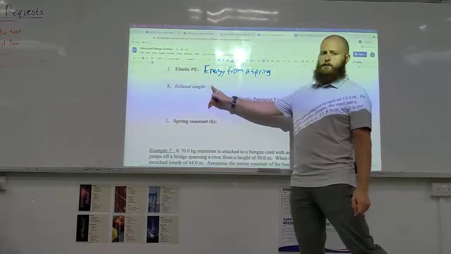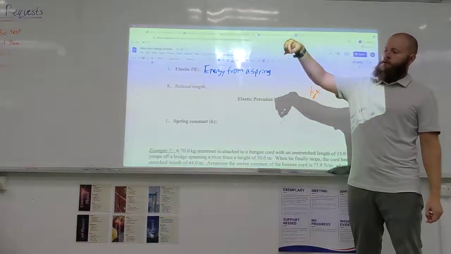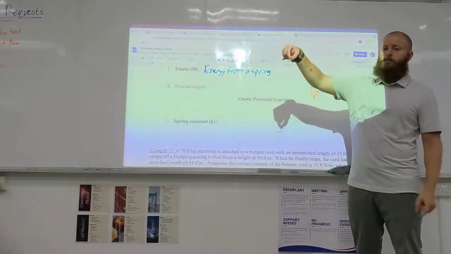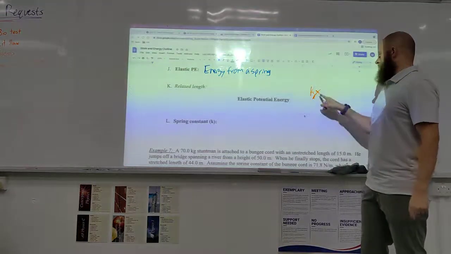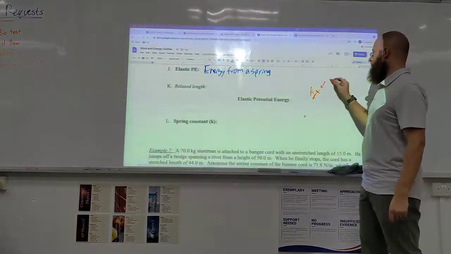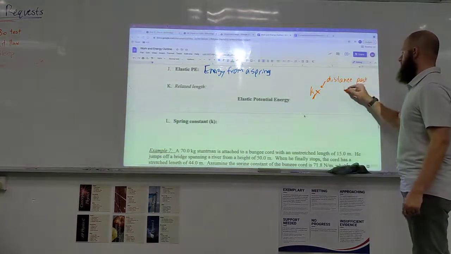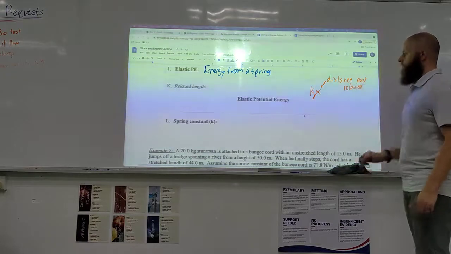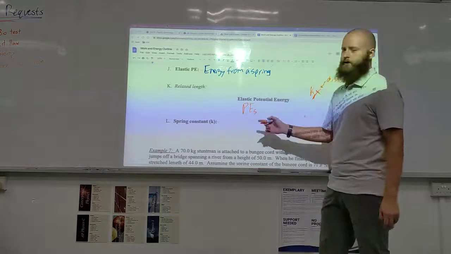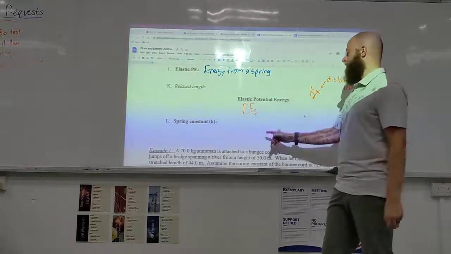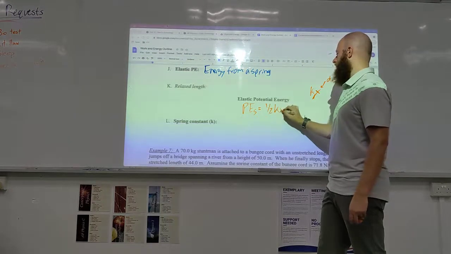Remember, we've already talked about relaxed length. At the relaxed length, it must have zero potential energy, right? Because it can't move without me starting to pull on it. Once I start pulling on it, now it can move. So remember, this x is distance past relaxed. Our formula is PEs. I usually use s for spring. Sometimes you'll see it as an E, and it equals 1/2 kx squared.